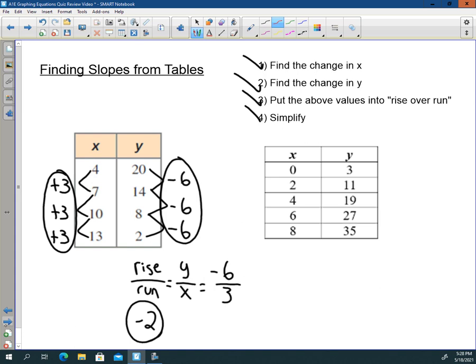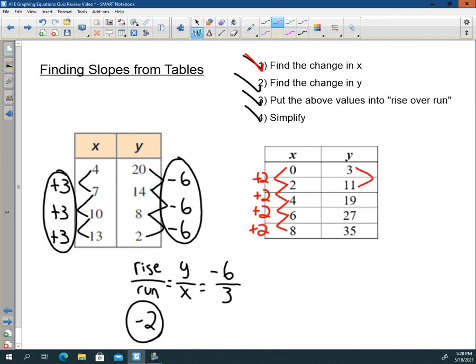Find the change in x. From 0 to 2 is adding 2. From 2 to 4 is adding 2. And this is consistent. We're going up by 2 every single time, and so our change in x is 2. Done. Now let's find the change in y.